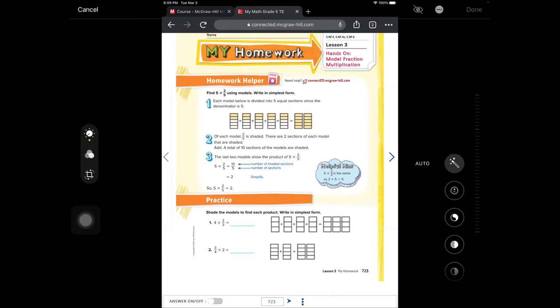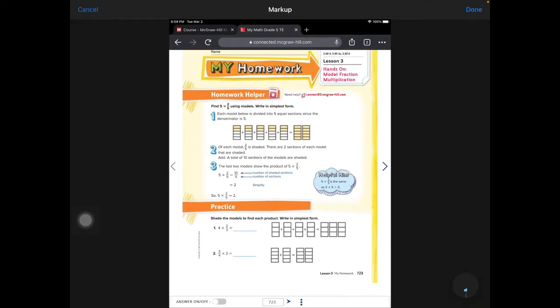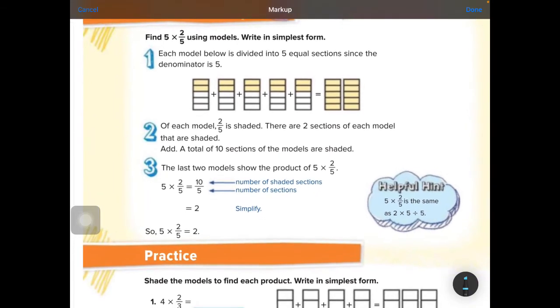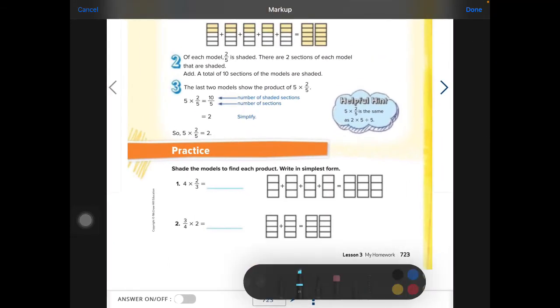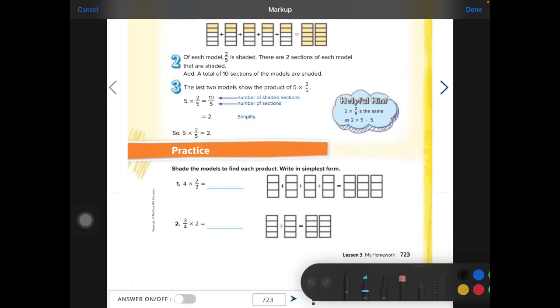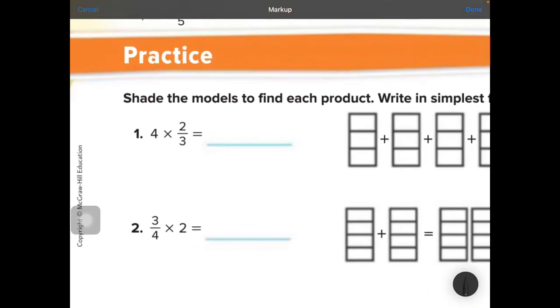Okay, we are going to actually skip this page and bounce right on over to the homework. So join me on that page, 723. Okay, we're going to shade and use models. Let's begin. But first, I want to see that you work this out the equation way. So put a little 1 right here and multiply it across.